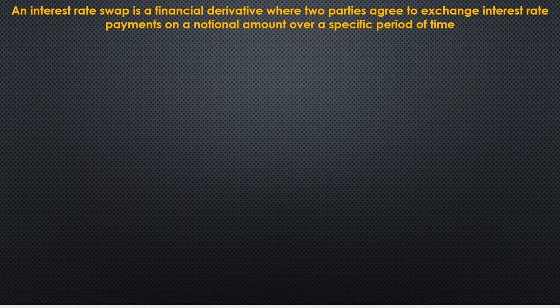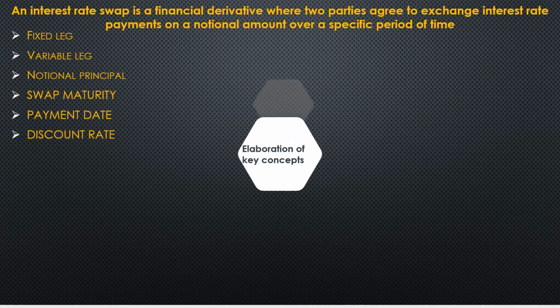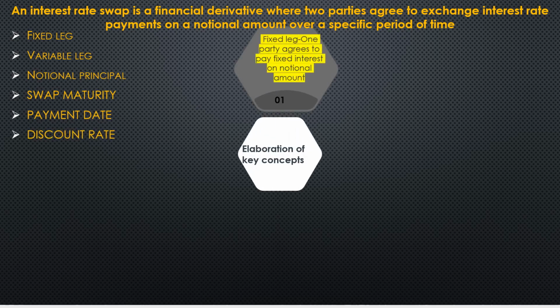Now, what exactly is an interest rate swap? An interest rate swap is a financial derivative where two parties agree to exchange interest rate payments on a notional amount over a specific period of time. An interest rate swap has the following characteristics: a fixed leg, variable leg, notional principal, swap maturity, and payment date. Now let's elaborate on these key concepts.